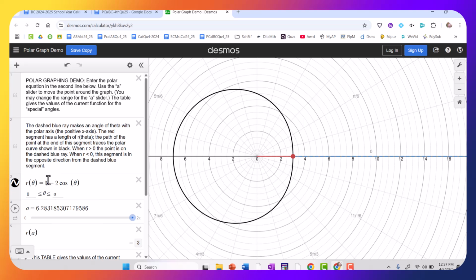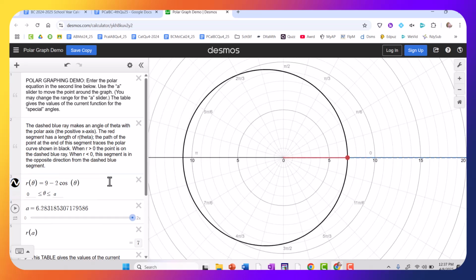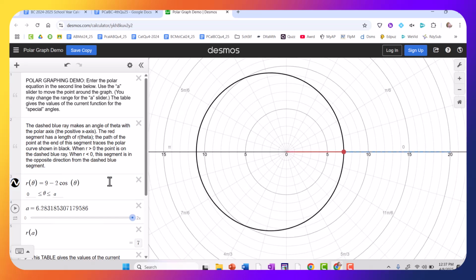Let's go crazy. You want to get nuts? Let's get nuts. Let's make this like 9. Oh man, look at that. What does that actually look like? It looks like a circle. It's because this is so pushed out so far that it doesn't really show that dimple in there.